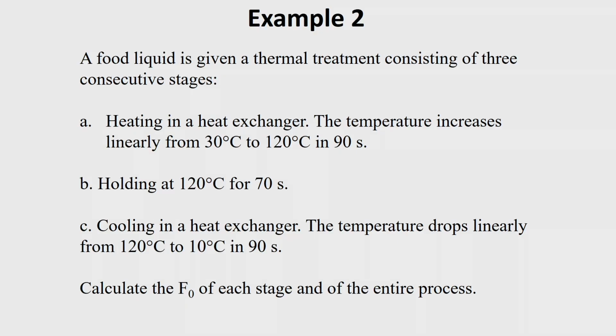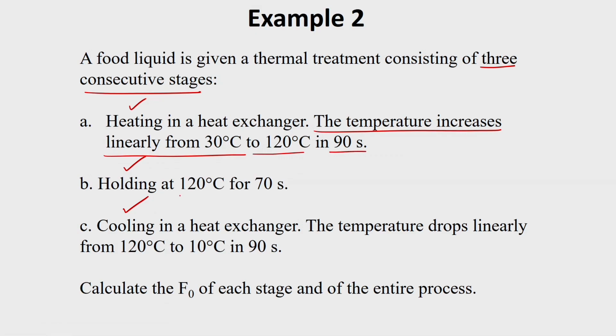So today, before going into the topic of shelf life studies, we would like to solve examples 2 and 3 that we told about yesterday. Example 2 goes like this: a food liquid is given a thermal treatment consisting of 3 consecutive stages. The first is the heating stage, then the holding stage and the cooling stage, and the heating is done in a heat exchanger. The temperature increases linearly from 30 to 120 degrees centigrade in 90 seconds.